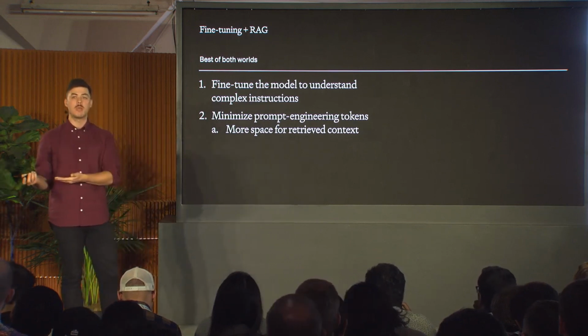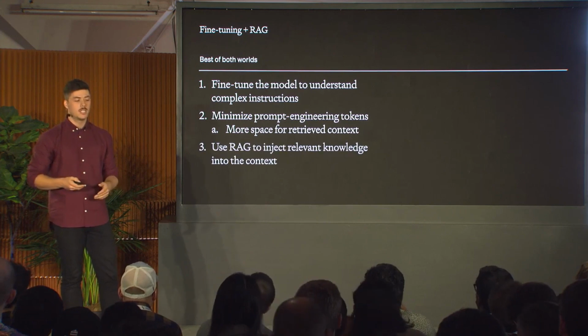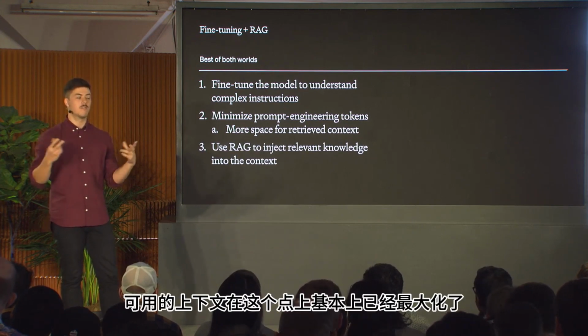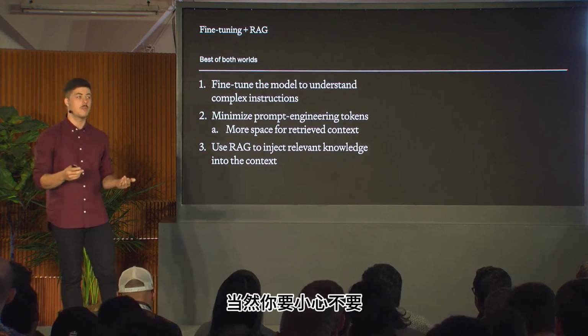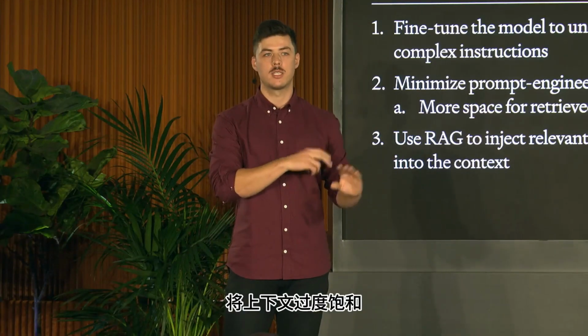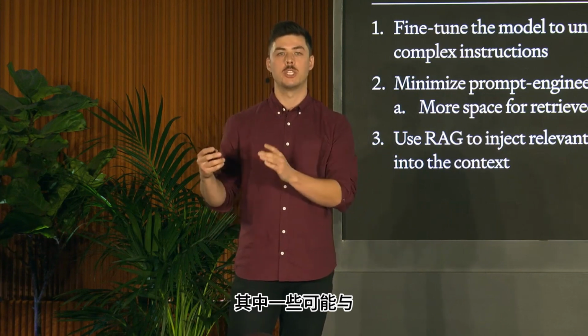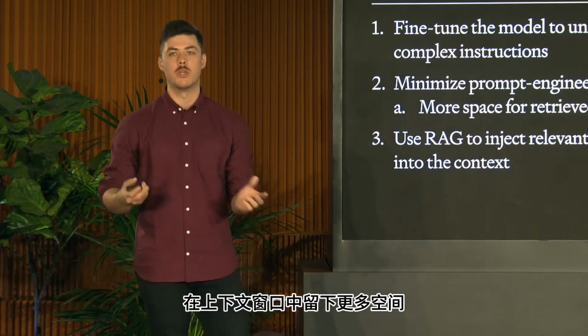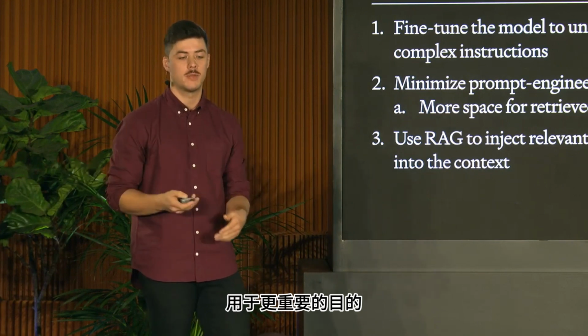And this means that you have more space for retrieved context. And so you can then use RAG to inject relevant knowledge into the context, and the context that's available has essentially been maximized at this point. Now, of course, you have to be careful to not oversaturate the context, as some of it might have spurious correlations with the actual problem that you're trying to solve, but it essentially opens up room in the context window to be used for more important purposes.